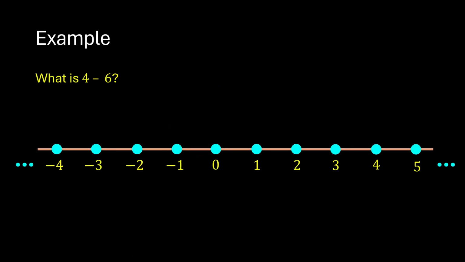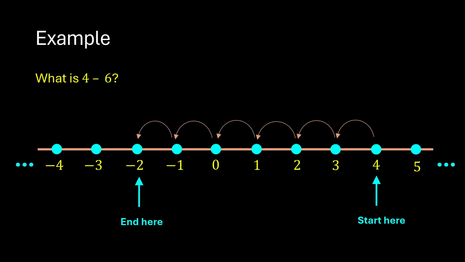What is 4 minus 6? We start at 4 and then move 6 to the left. 1, 2, 3, 4, 5, and 6. And we've arrived at the number minus 2. Therefore, 4 minus 6 equals minus 2.